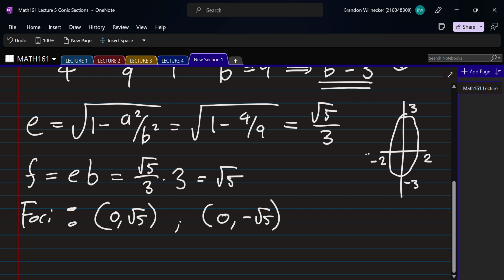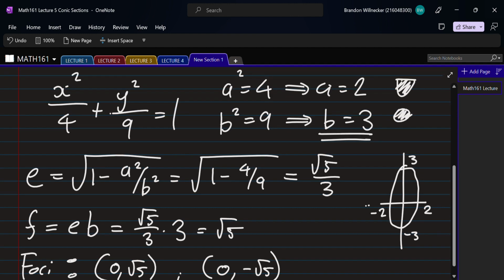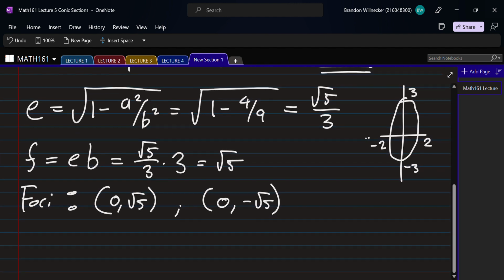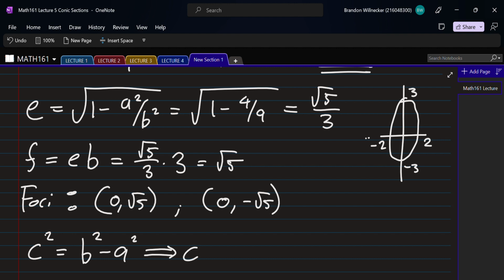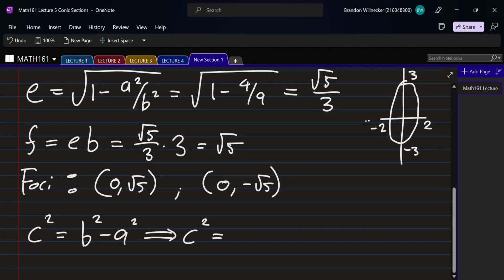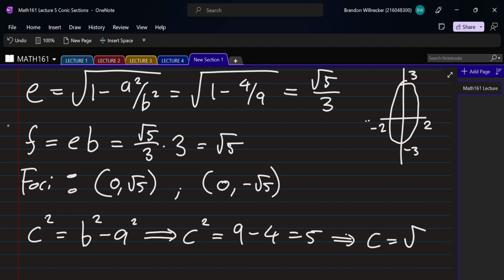There is another way to calculate this. If we take the eccentricity formula and rearrange some things a bit, we can calculate this value c, or actually c squared. This will be b squared minus a squared. Again, we're just simplifying that eccentricity. From here, we get c squared is equal to b squared minus a squared, so that will be 9 minus 4, that will be 5. So then c is root 5, and that is our focus. The root 5 and the minus root 5.